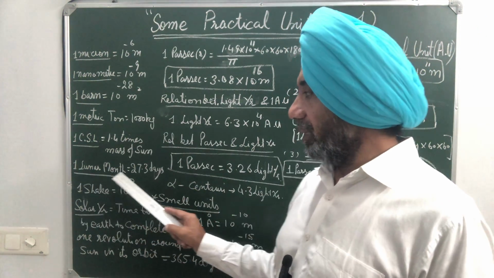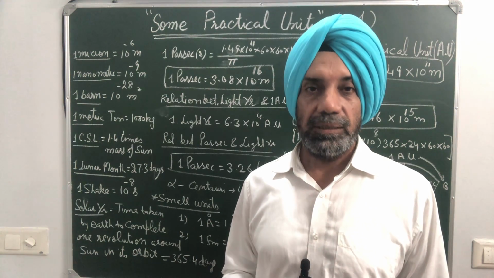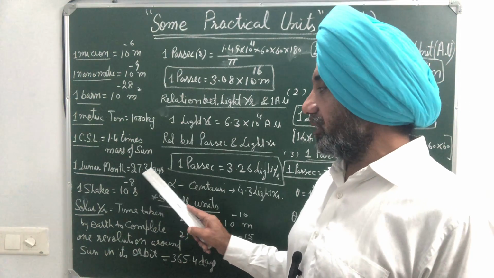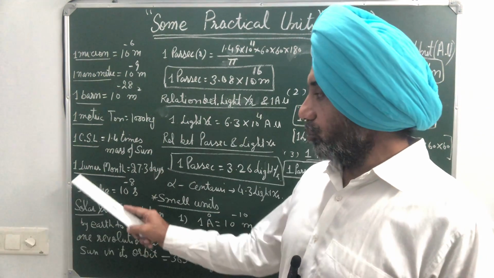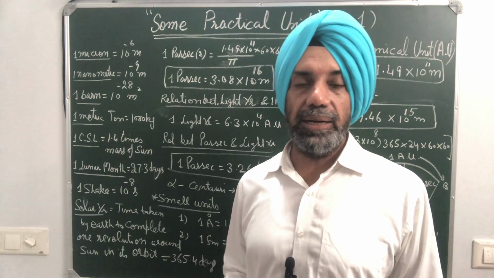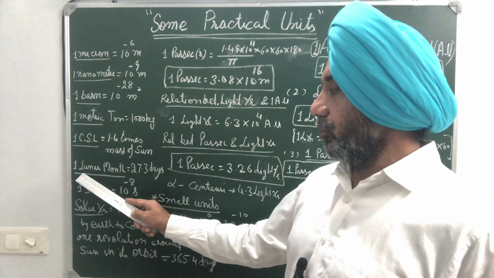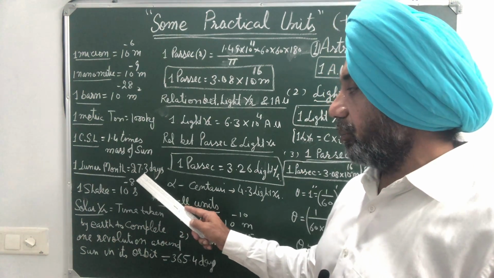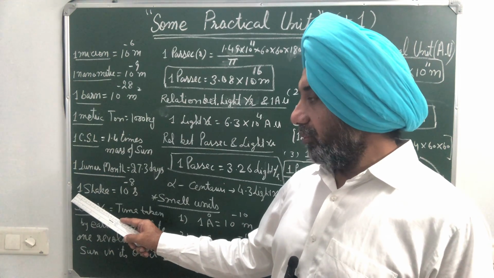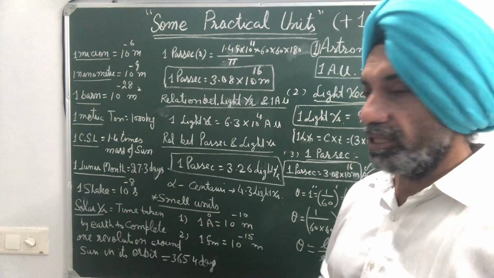Then there is the lunar month, because moon revolves around the earth and completes one revolution in 27.3 days. This is known as one lunar month. That is the time taken by moon to complete one revolution around earth, which is equal to 27.3 days. There is another unit for time, one shake, 10^-8 seconds, a smaller unit for time.